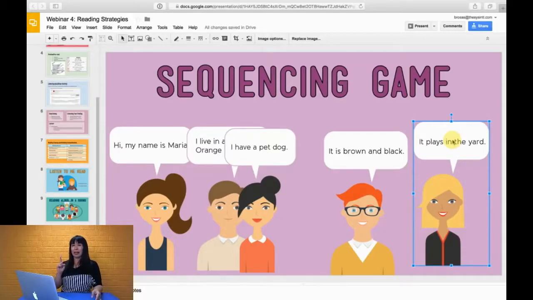Let's bring back summarizing. You've done the sequencing. Now have them write a summary from just those sequenced sentences. That's a way of scaffolding it.